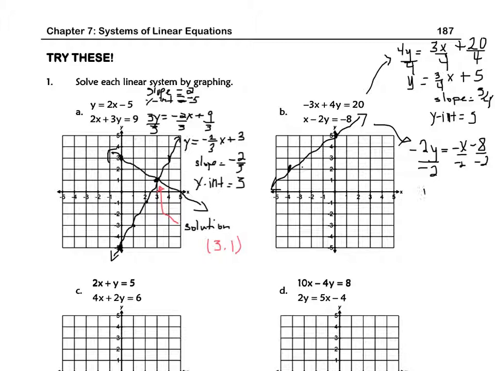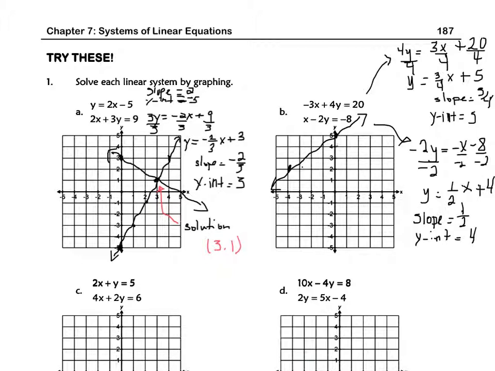And then that's going to give us y equals 1/2 x, because negative over negative becomes positive, and plus, again, negative over negative is positive, so that's going to be plus 4. So our slope is going to be a half, and our y-intercept will be 4.